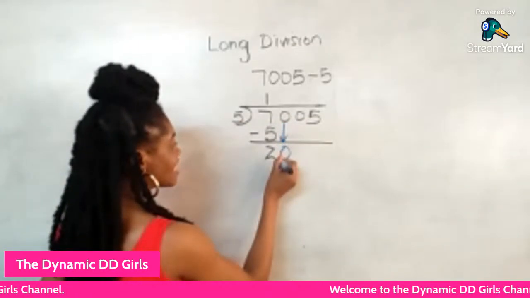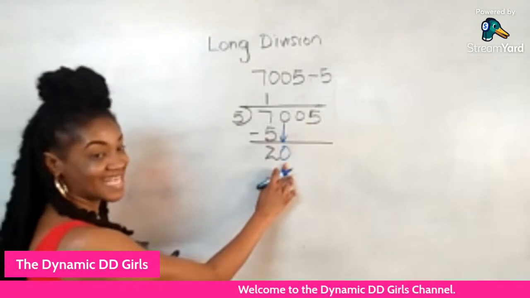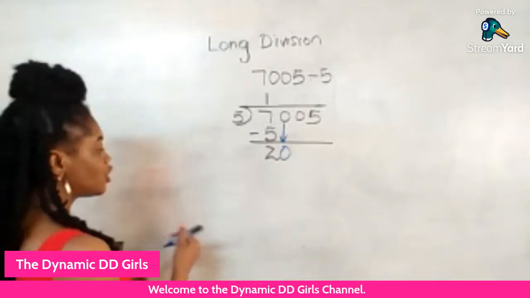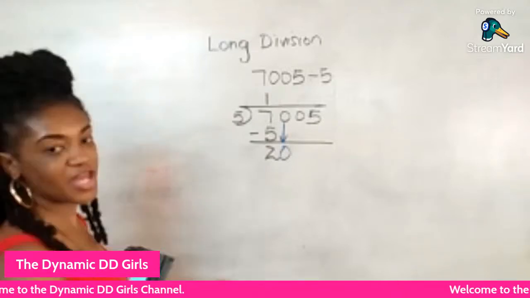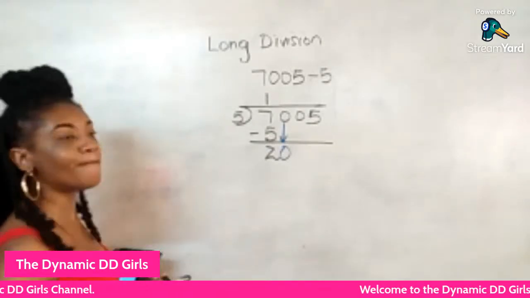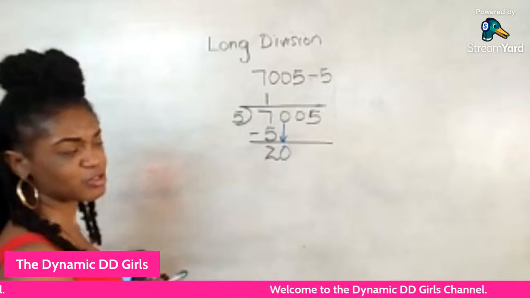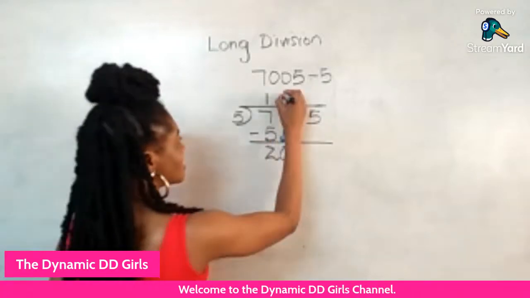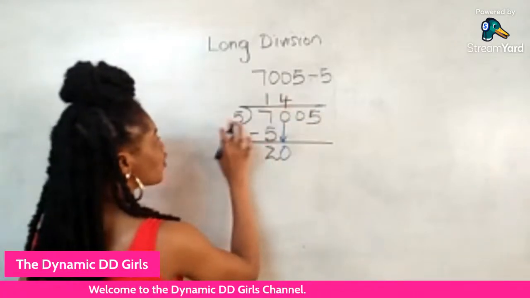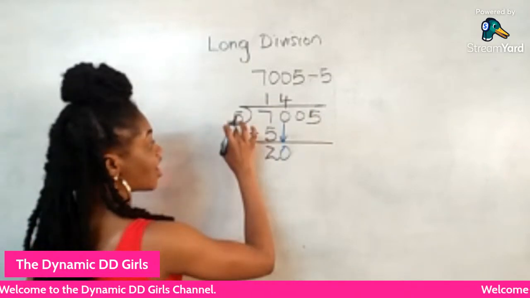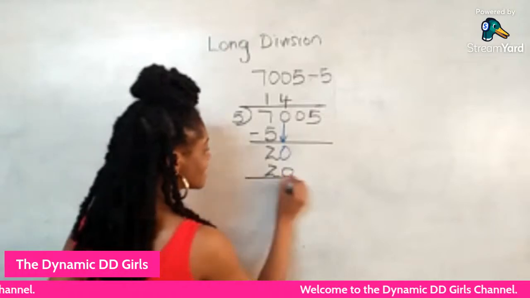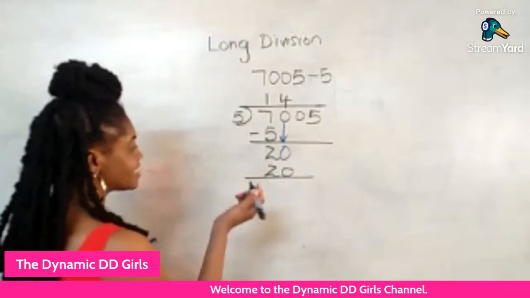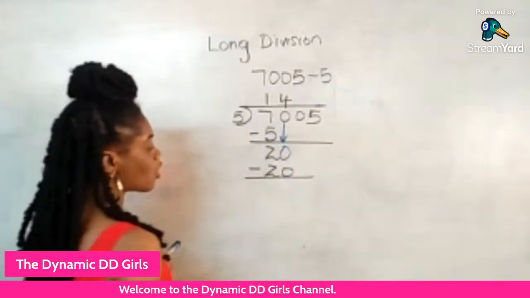All right. So now you have 20. How many groups of 5 can you get from 20? What do you multiply by 5 to give you 20? That is 4. 4 multiplied by 5, or 5 multiplied by 4, is going to give you 20. That's how we write 20. And now I'm going to take away 0 from 0.